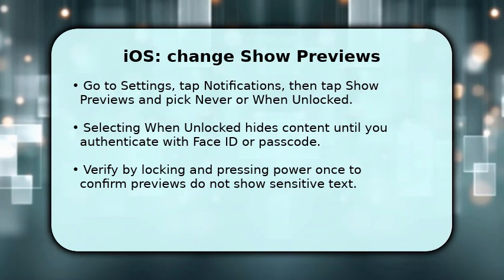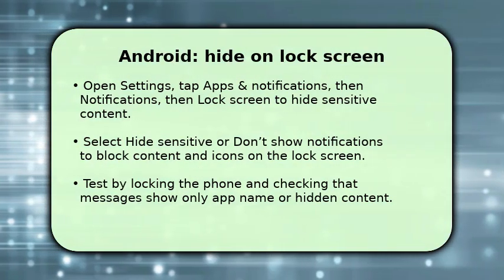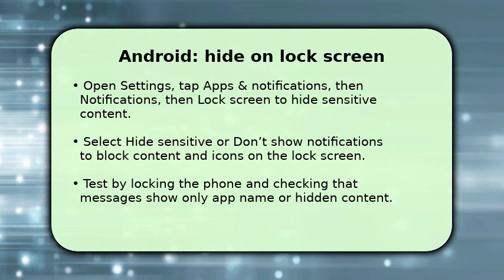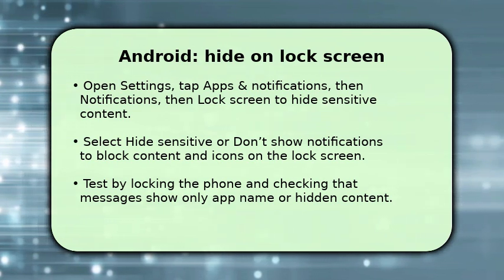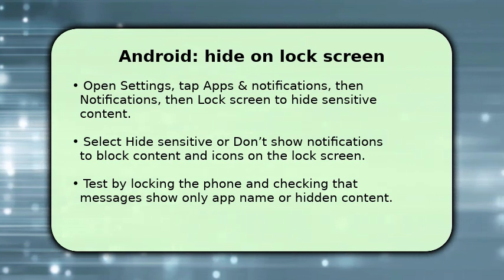Open Settings on your Android device and choose Apps and Notifications or Sound and Notifications. Tap Notifications, then Lock Screen or Unlock Screen depending on the model. Choose Hide Sensitive Content or Don't Show Notifications to prevent message text from appearing.